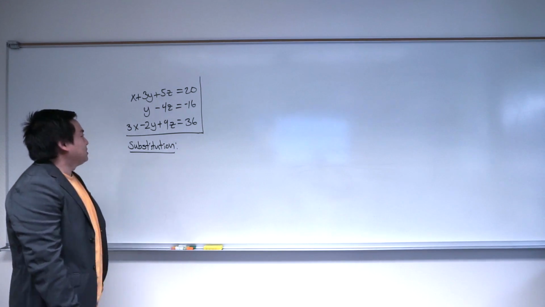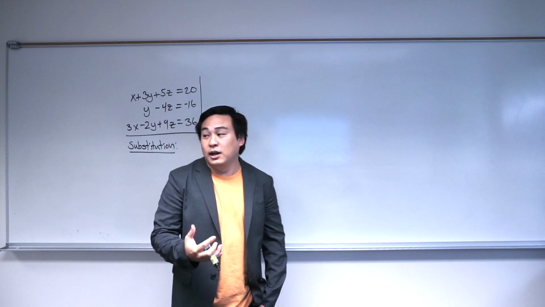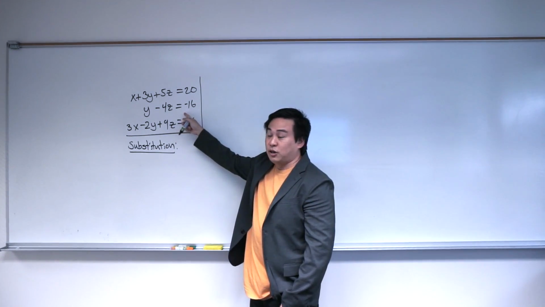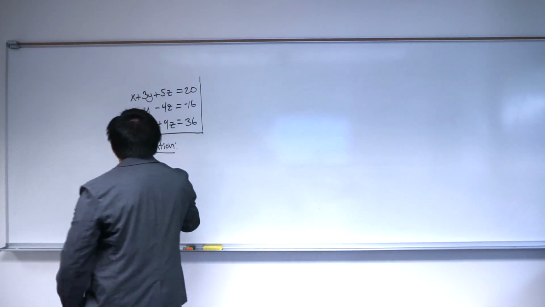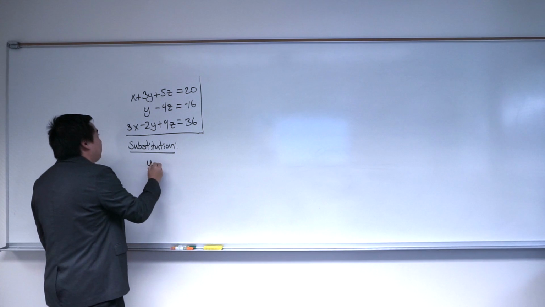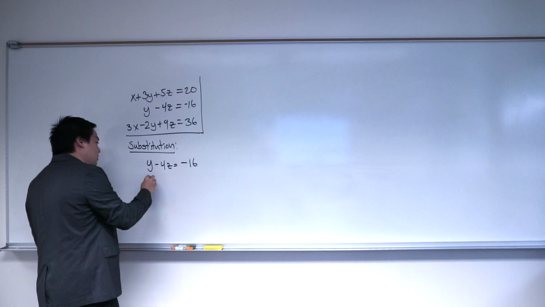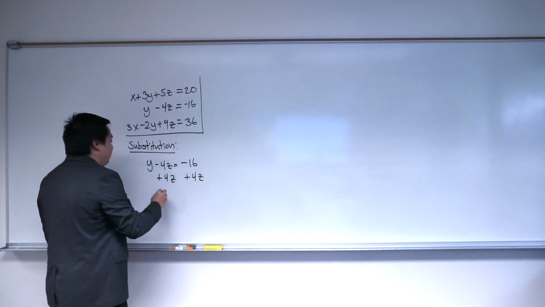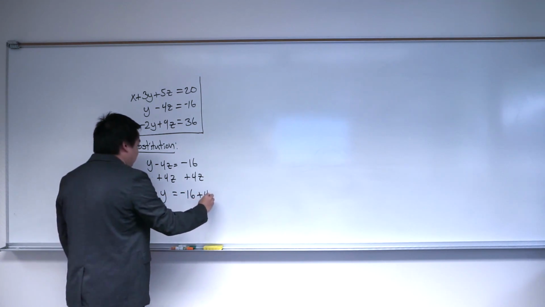Okay. So in substitution, the first thing we want to do is pick a variable that's the easiest to solve for. And I think it's pretty clear to see that in the second equation here, y is the easiest one to solve for. So let's go ahead and do that. Let's say y minus 4z is equal to negative 16. So if we add 4z to both sides, we get y is equal to negative 16 plus 4z.